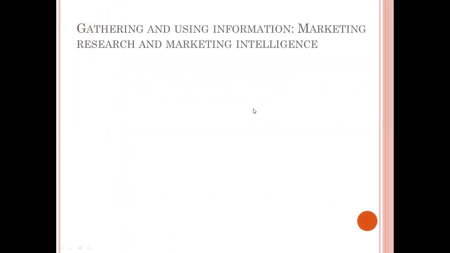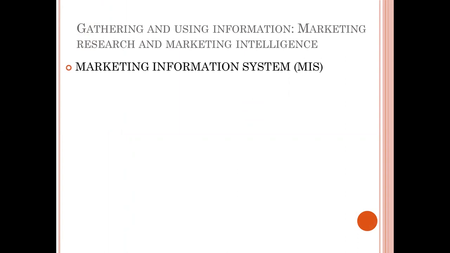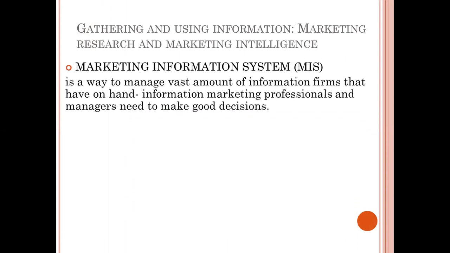Upon gathering and using information, we need to do marketing research and marketing intelligence. So we have the marketing information system, or MIS, and it is a way to manage the vast amount of information firms have on hand, information marketing professionals and managers need to make good decisions.